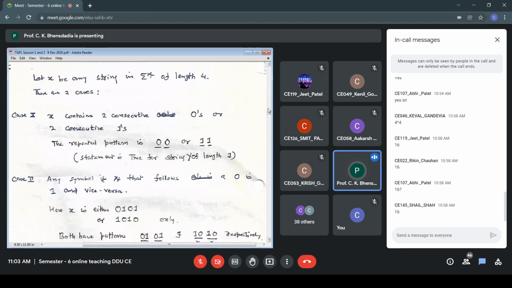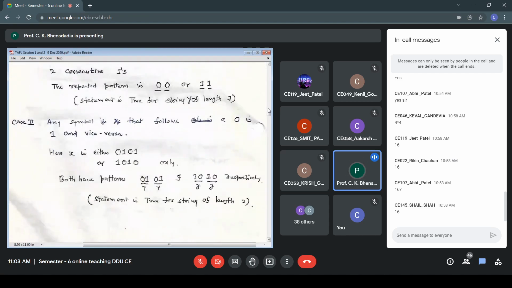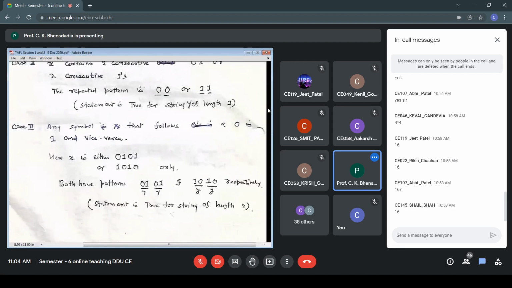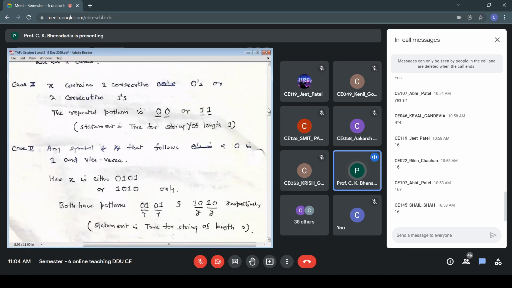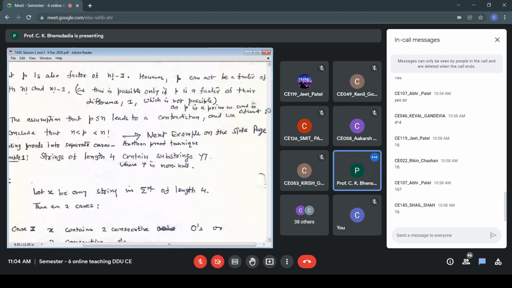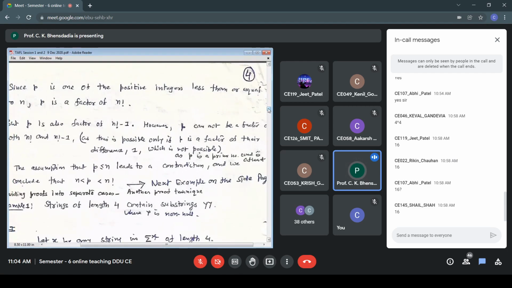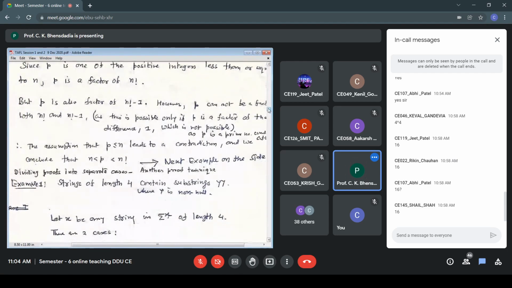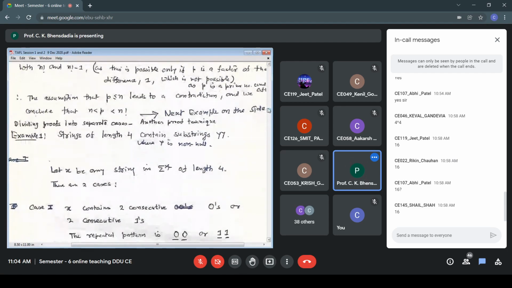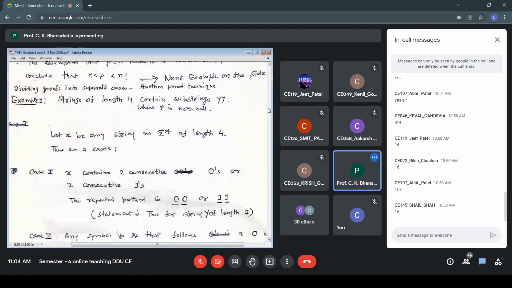So sigma, case 1, case 2, my proof is over. The statement is true for every string in sigma star having length 4 when sigma is {0, 1}. So that completes the proof. Dividing the proof into cases, that is how it works. Is that clear? Is that clear to all?